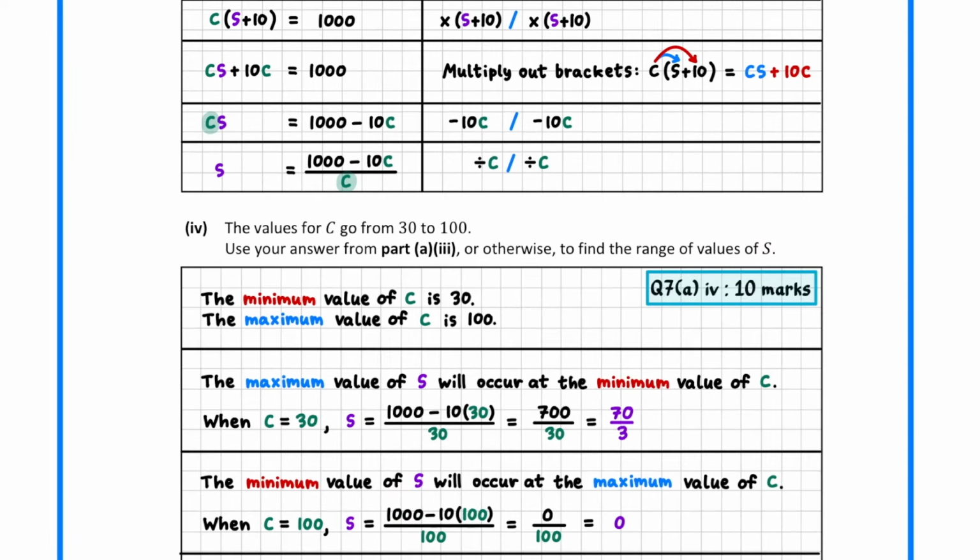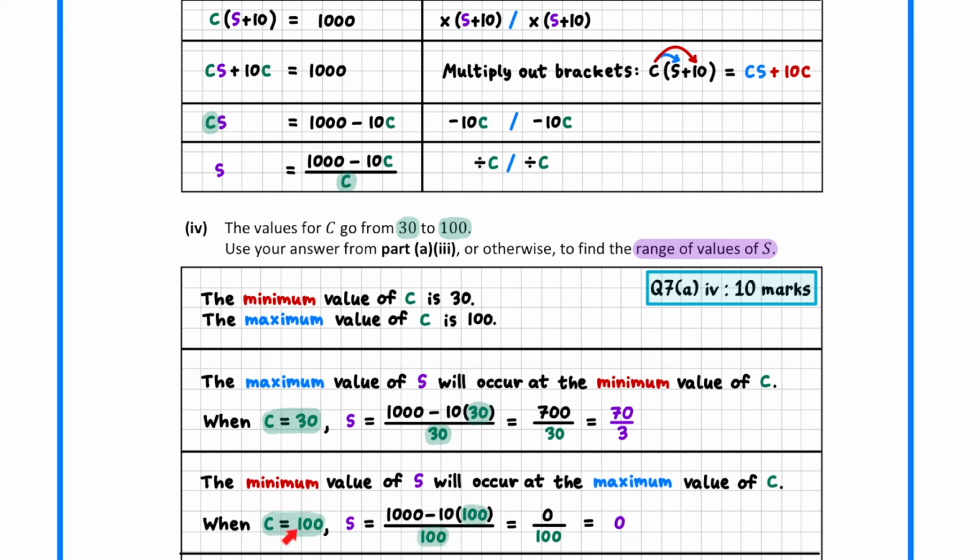In part 4, we are told that the C values range from 30 to 100. We are asked to find the range of S values. Well, the extremum values of S will occur at the extremum values of C. So all we have to do is sub in C equals 30 and C equals 100 into the formula we obtained in the previous part. When we sub in C equals 30, S comes out as 70 over 3.